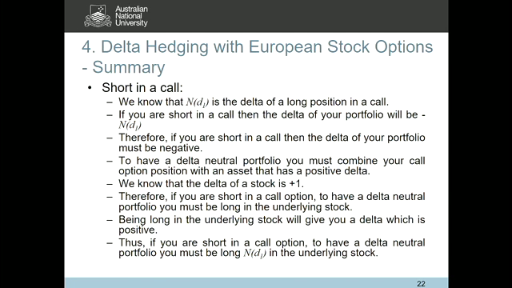If you're short in a call option, well, we know ND1 is the delta of being long in a call option. So if you're short in a call option, your delta is going to be negative ND1. So you're going to have a negative delta. To make it delta neutral, you need a positive delta, which means when you're short in a call option, you have to buy the underlying asset, right? Taking the opposite position. What's the delta of the underlying asset? Positive 1, right? Positive 1.